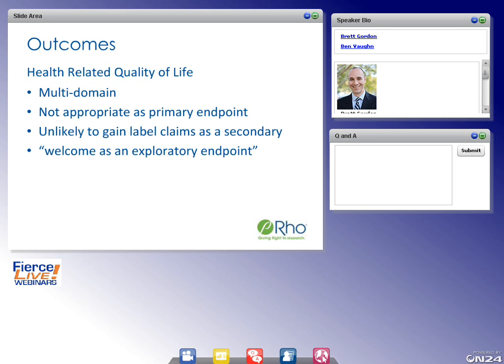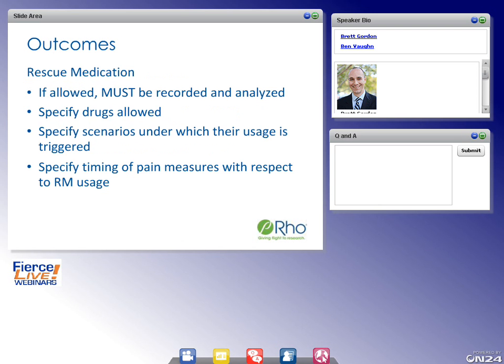With rescue medication, it needs to be specific, specific, specific. If it's allowed, you have to record it. You have to know exactly when it was given. You need to list off what drugs are allowed. You need to have an algorithm for when they're allowed to take it. Once they reach a certain pain, if it's been a certain number of hours. Again, be very, very specific with rescue medication. Make sure you get the collection done properly. And the main concern here is that what you might be measuring is the effect of the rescue medication instead of the effect of your product. So again, be very, very specific, pre-specify things, make sure it's collected well.